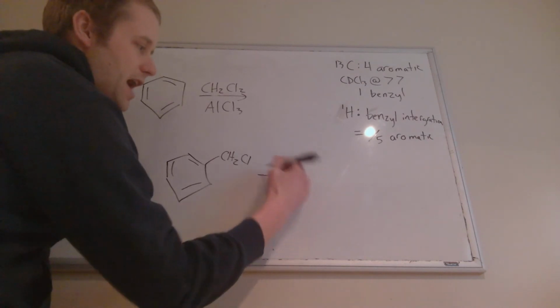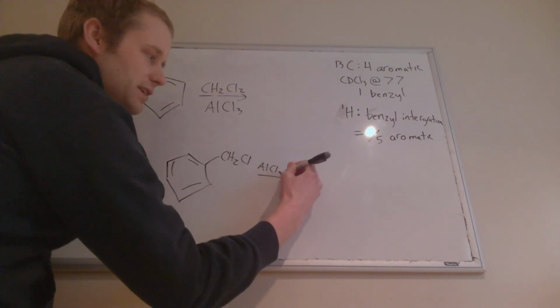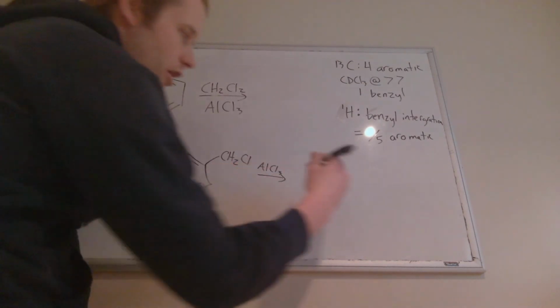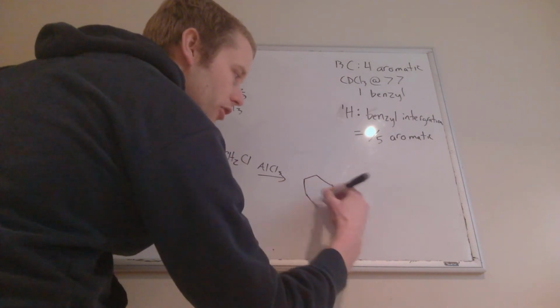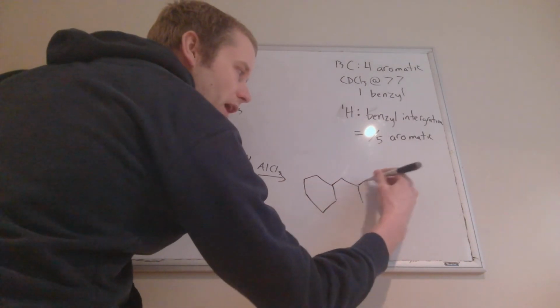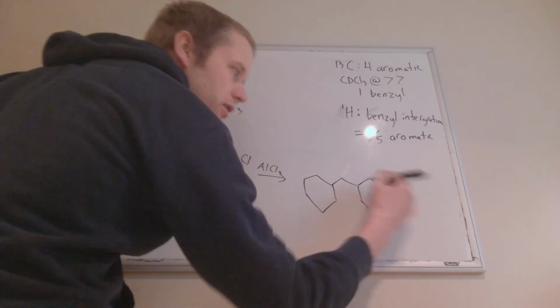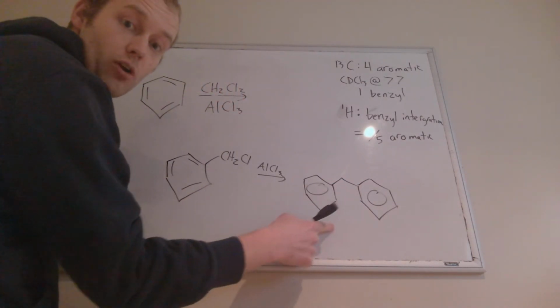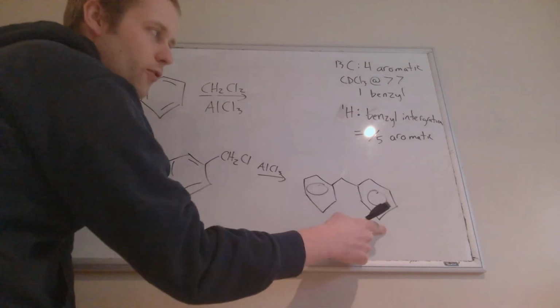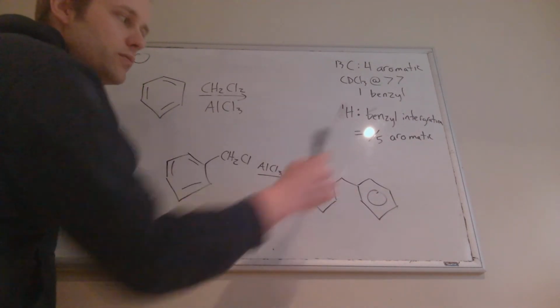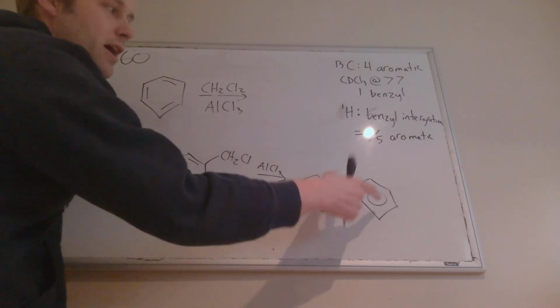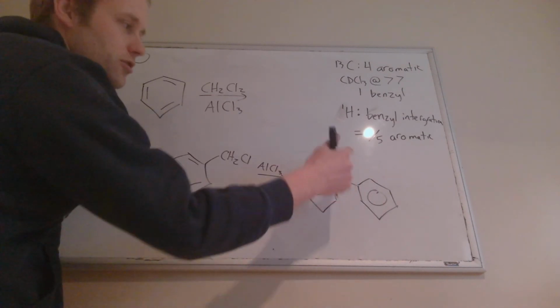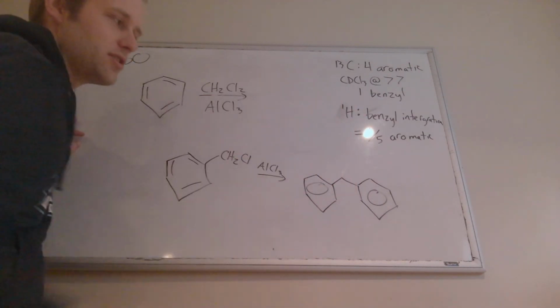We can further react with aluminum trichloride that is present in order to add on another benzene on the other side, and now we have a biphenyl type molecule. This biphenyl molecule will have 5 aromatic hydrogens over here and 5 over here for a total of 10, and 2 benzyl hydrogens, so we'd have 5 times as many aromatic hydrogens as we had benzyl hydrogens, which matches this.